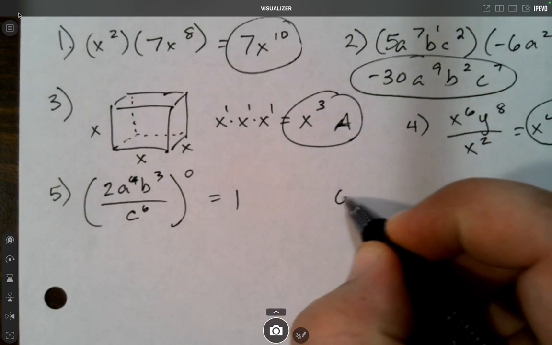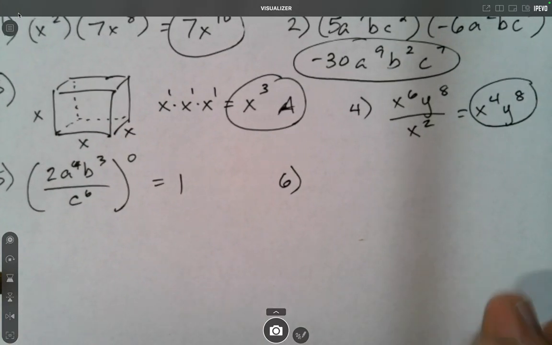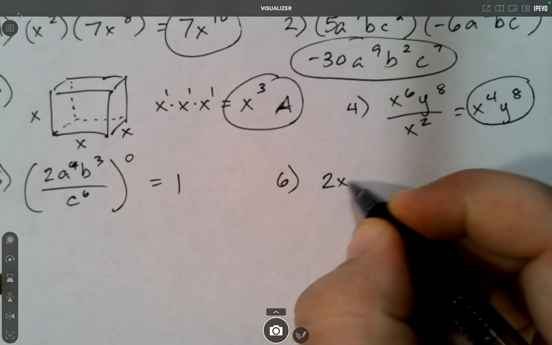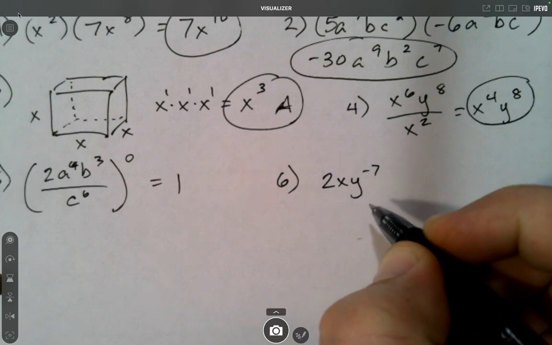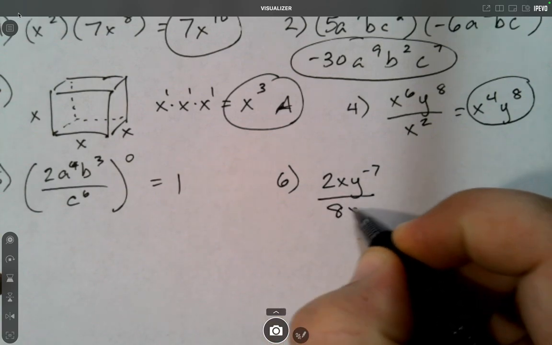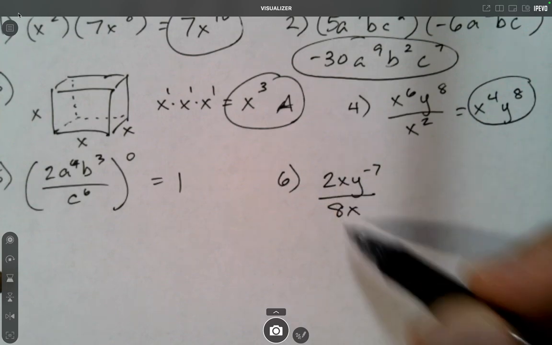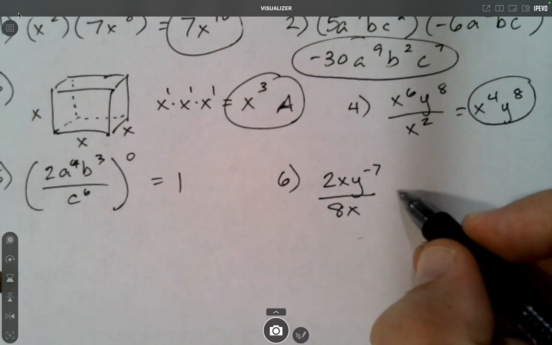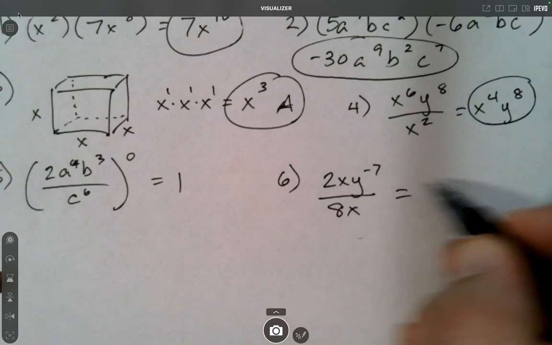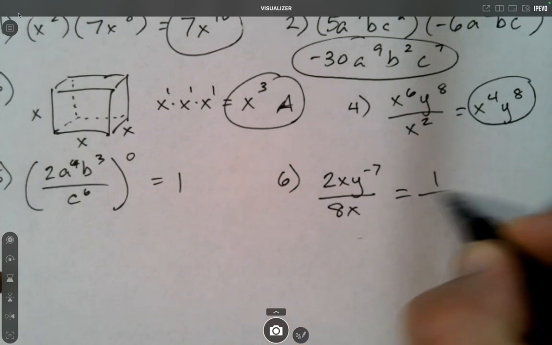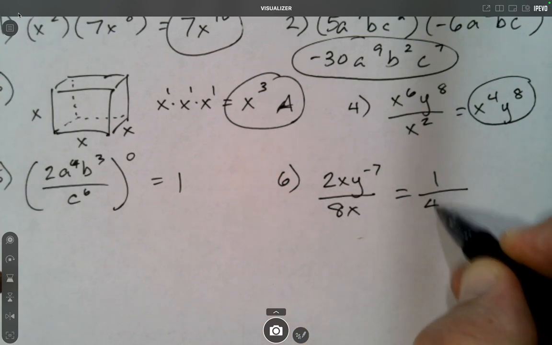Okay, number 6. 2x y to the negative 7th over 8x. So we see the coefficients are 2 and 8. They're both divisible by 2. So we can reduce those. 2 divided by 2 is 1. You don't have to write the 1. 8 divided by 2 is 4. You do have to write the 4.